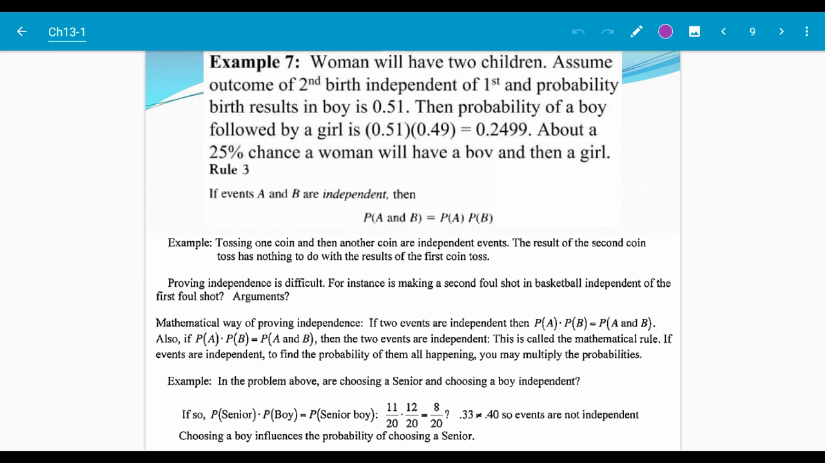We have an example problem right here that a woman is planning on having 2 children. Assume that the outcome of the second birth is independent of the first, and that is shown to be true. Childbirths are independent of each other, meaning that if you have a boy the first time, that does not make the second child more or less likely to be a boy or a girl. And the probabilities of boys and girls are very, very close to 50-50. Close enough that we'll usually just assume that they are.